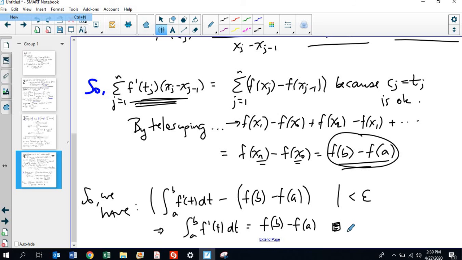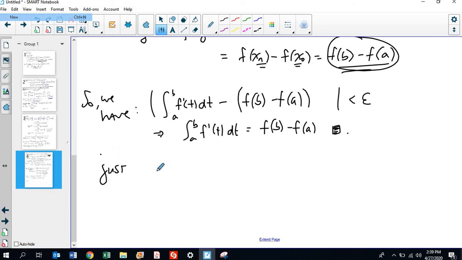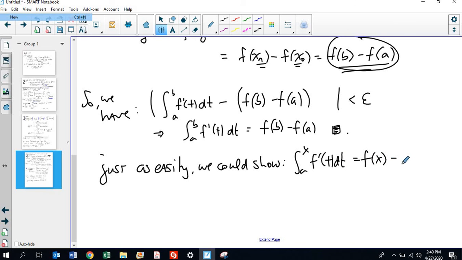That was true for b. We could just as easily show that the integral from a to x of f prime of t dt is equal to f of x minus f of a for any choice of x in [a, b]. We just worked with the outside endpoint, but if you stopped anywhere you could just subdivide and stop. That doesn't change anything, and so we've got the theorem.